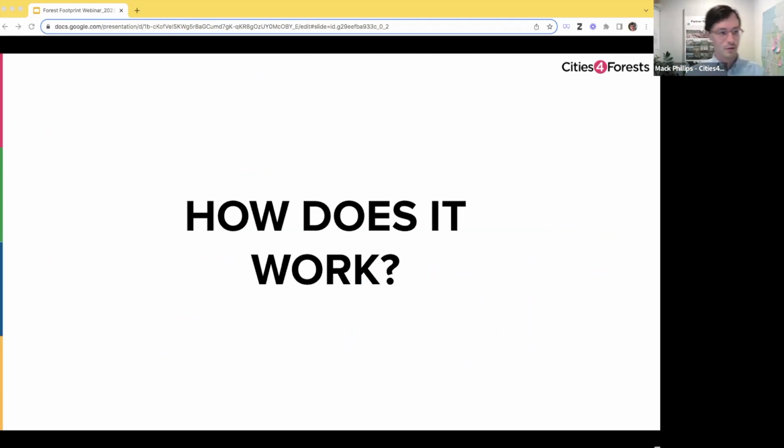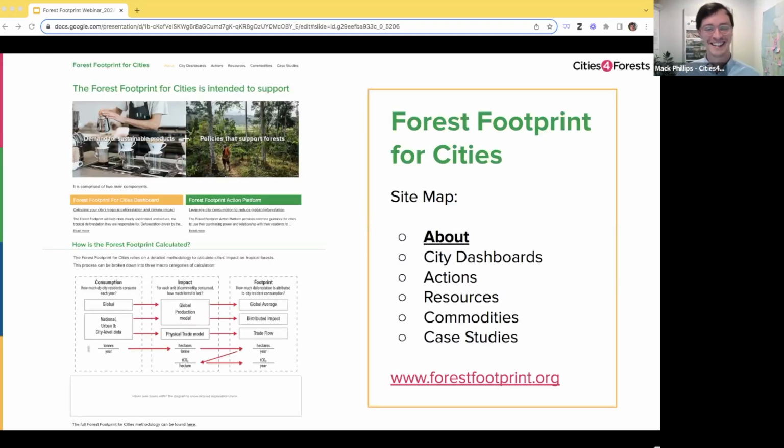So how does it work? The best place to start to answer this question on the website is the About page here. We have the two macro components of the dashboard here. You can read those in more detail, along with a very good diagram that starts to explain the process of the calculation of the forest footprint. It's essentially a very complex calculation that is made behind the scenes. This About page is the best place to start to answer the questions. If you have any, of course, we're here to help answer your questions.